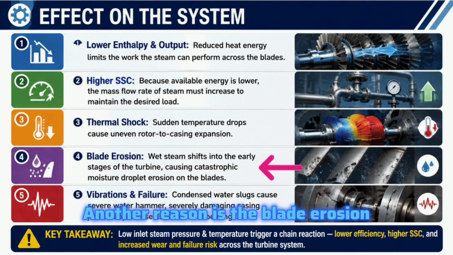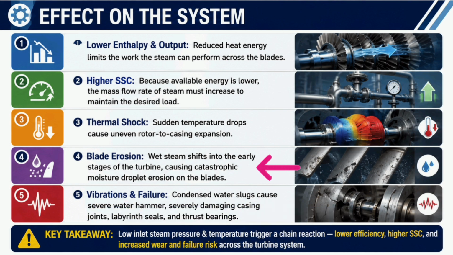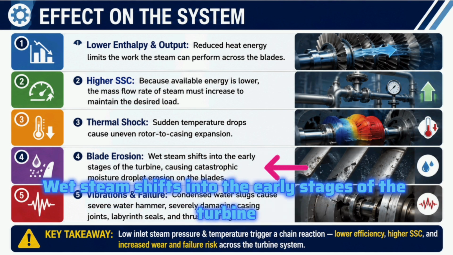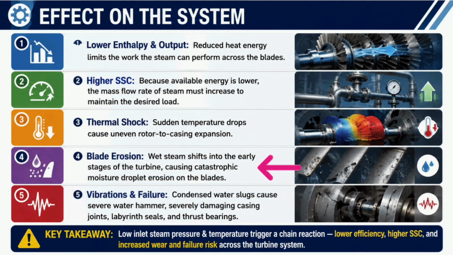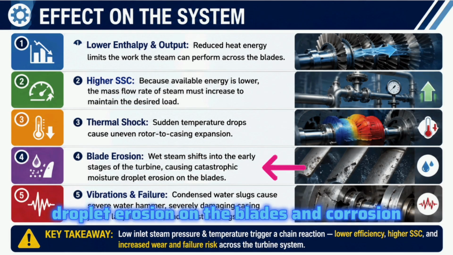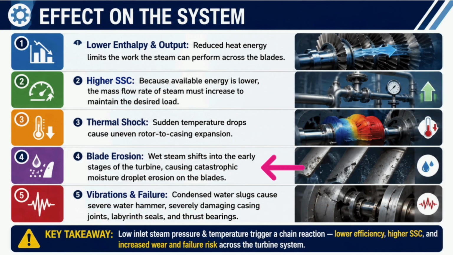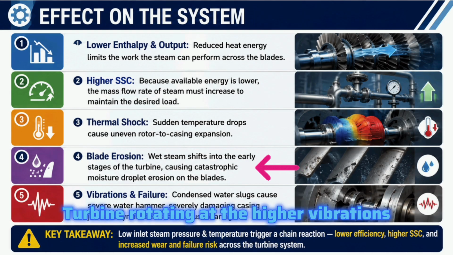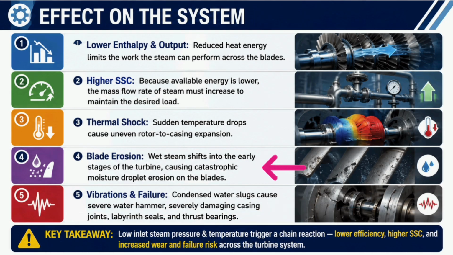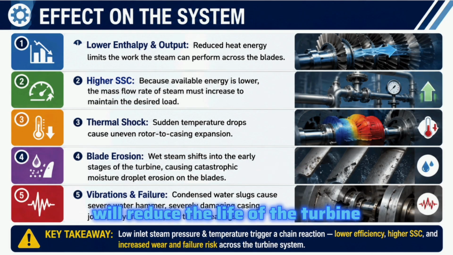Another reason is the blade erosion. Wet steam shifts into the early stages of the turbine, causing catastrophic moisture droplet erosion on the blades, and corrosion. This erosion and corrosion will cause unevenness in the rotor, which leads to higher vibration. A turbine rotating at higher vibrations will have a reduced life.